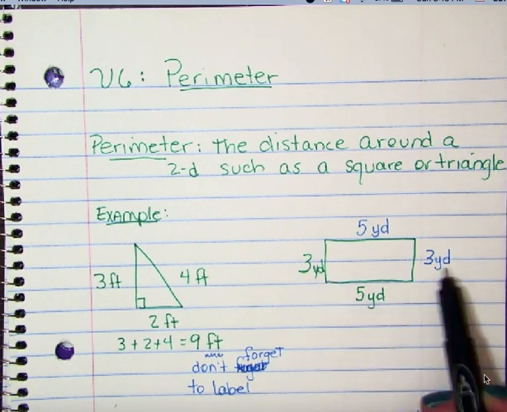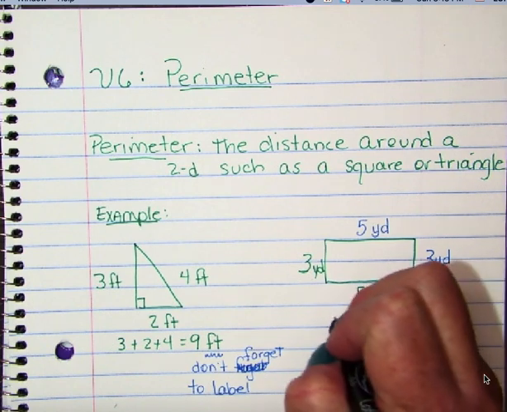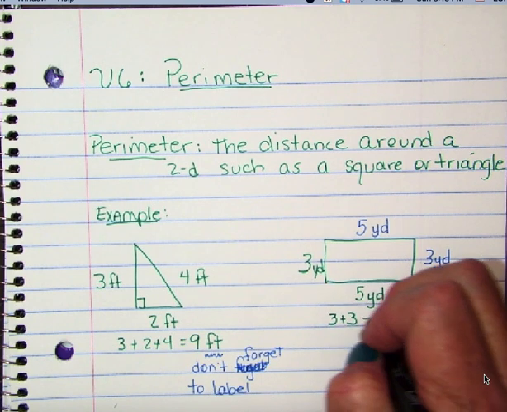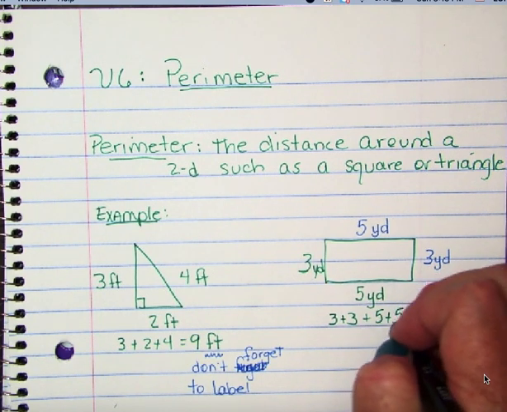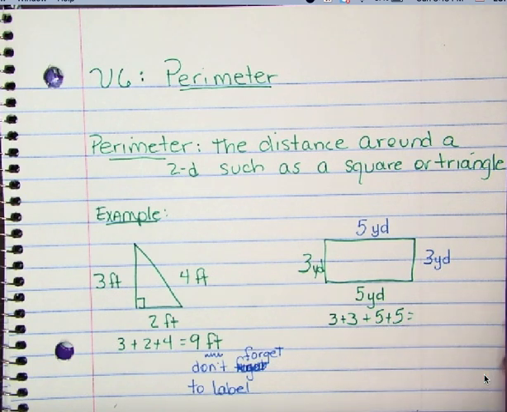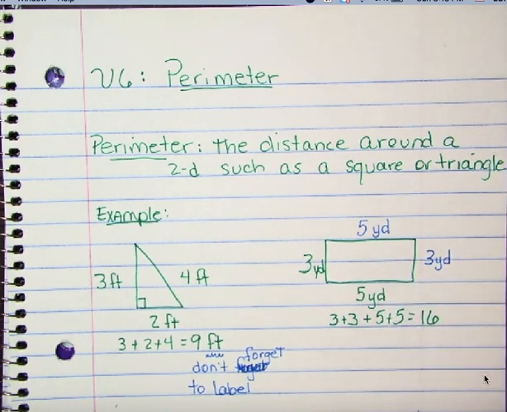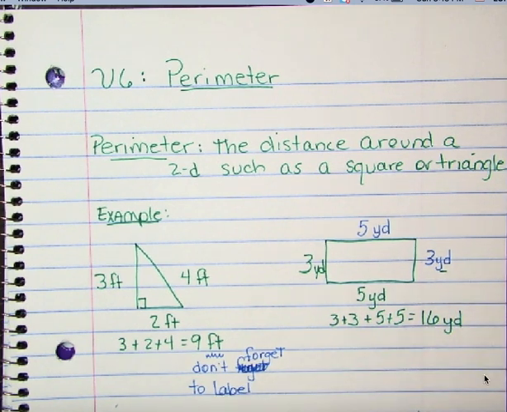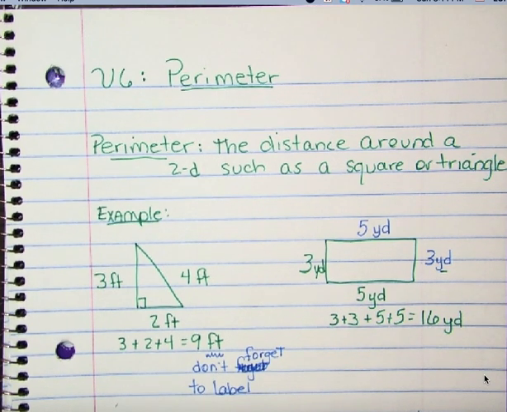Once you have all your sides, you know your distances, you just add it. I'm going to add it as 3 plus 3, do my opposites, plus 5 plus 5. 3 plus 3 is 6, 5 and 5 is 10, so my total is 16. Then I bring down my label, 16 yards. This should be one of the easiest skills that we have done in quite a while, but I did want to review it before we went on.